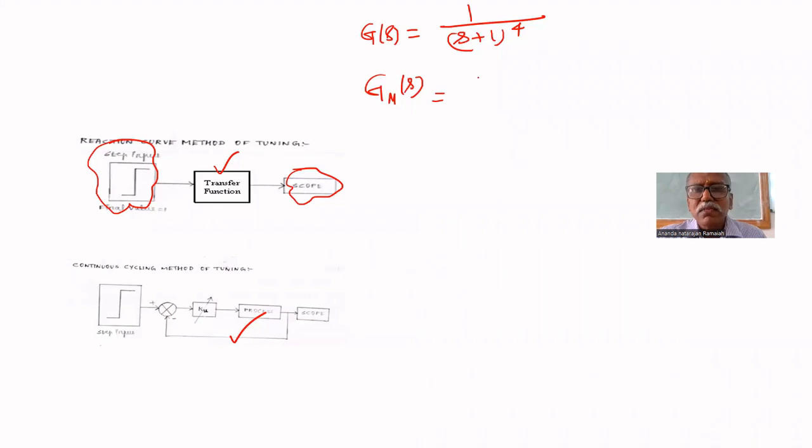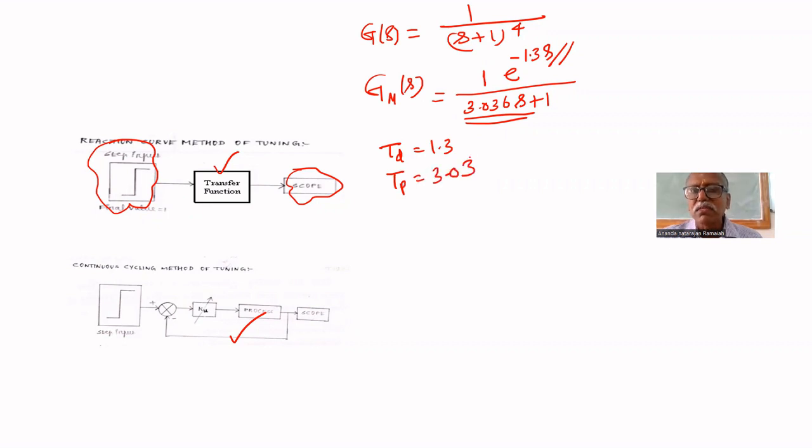G M of S, the model, has gain 1, time constant 3.036 S plus 1, and dead time 1.3, so e to the power minus 1.3 S. That's all. This is the model of the process. Now we have to get the tuning parameters, because we got the reaction curve. From the reaction curve, we got the model parameters: TD equals dead time equals 1.3 seconds, time constant equals 3.036, and Kp equals 1.